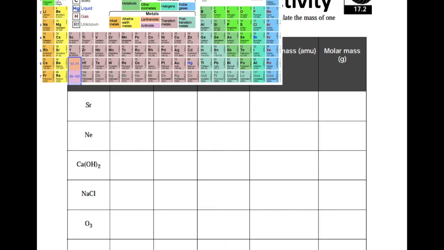So this is the activity that you're going to be working on today. You're going to be working through different columns of this table to ultimately determine the molar mass in grams of different substances. I'm going to work through a few examples with you.